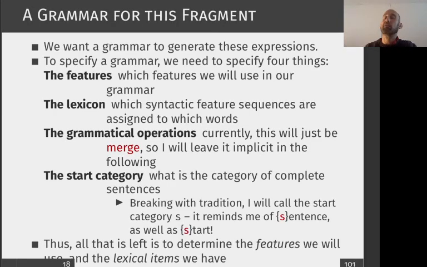Okay. So what do we do when we have data? We want to analyze it. How do we analyze it? We write a grammar that generates it. How do we specify a grammar? Well, we need 4 things. We need the features we're going to use, the lexicon, which tells us which feature sequences are assigned to which words, the grammatical operations, well, this is just going to be merge at the moment, and we need the start category. The start category specifies what kind of complete expressions we're interested in, right?